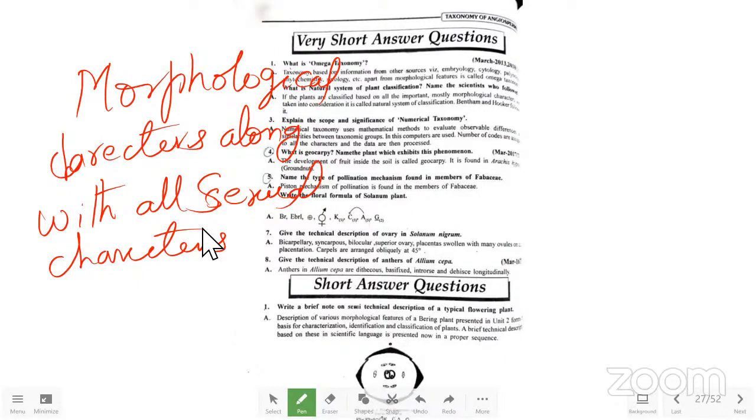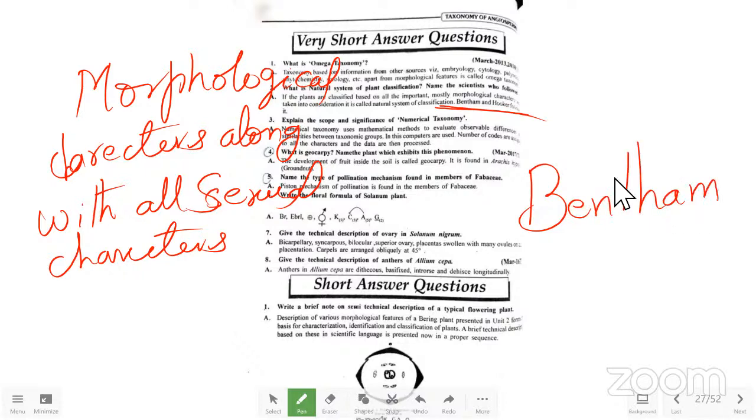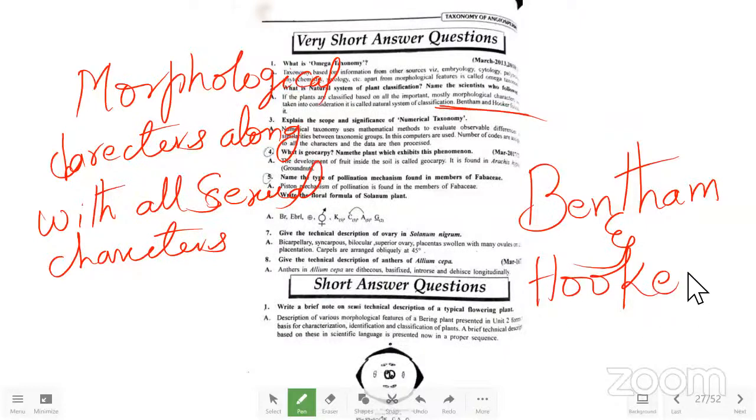This was followed by Bentham and Hooker. Just now we read the short answer. On what basis did Bentham and Hooker classify the dicotyledonae class? Based on the petals and the arrangement of the ovary on the thalamus: Polypetalae, Gamopetalae, Inferae. What I said just now, the same thing, we have to go with for the 2 marks question. If you don't know anything, then you can write like this also. That is sufficient.